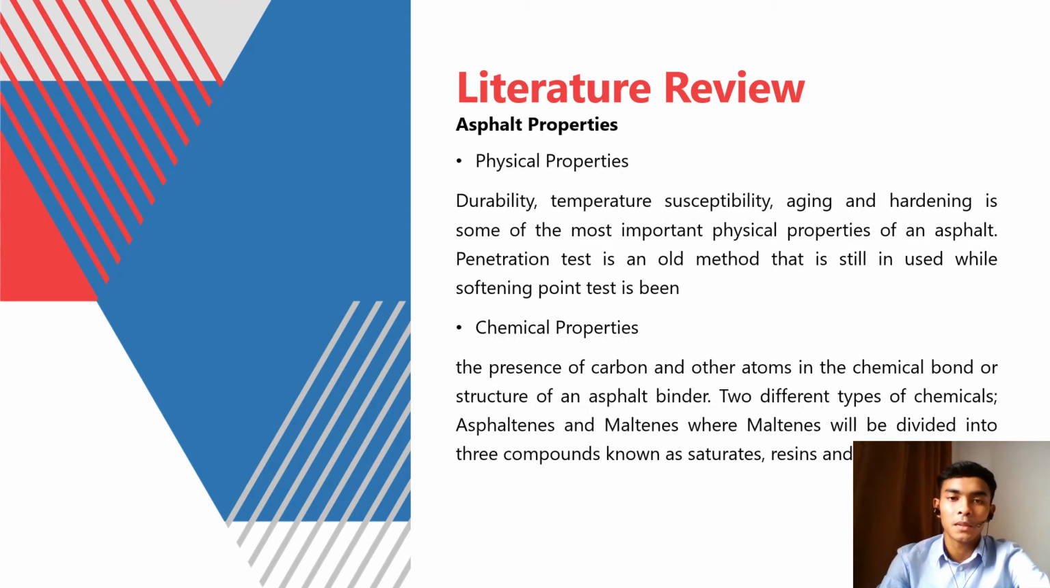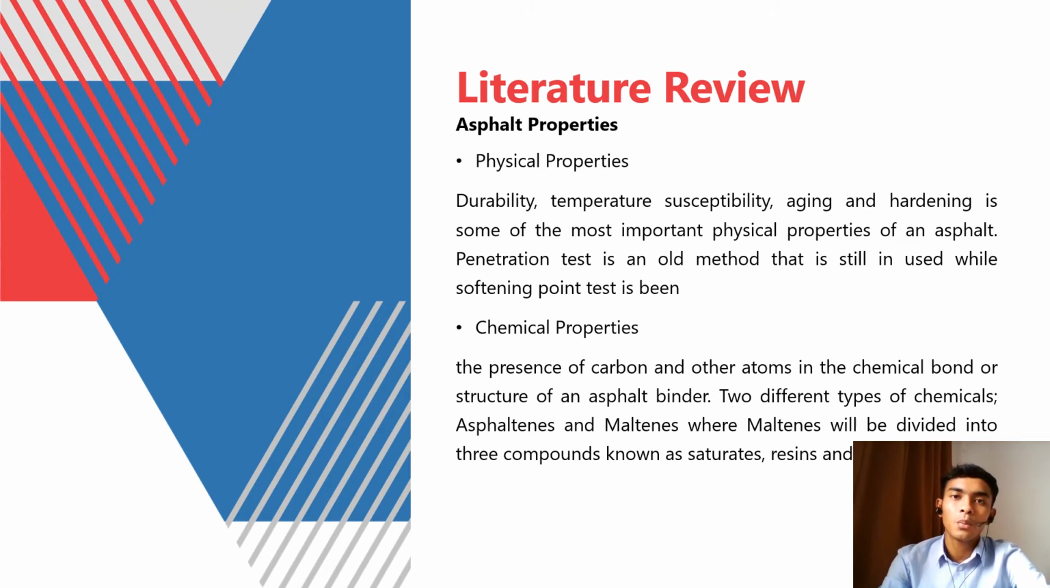Next are the asphalt properties. Asphalt properties consist of two types, which are physical properties and chemical properties. For the physical properties of asphalt, durability, temperature susceptibility, aging, and hardening are some of the most important. In terms of physical properties, the penetration test is an old method that is still in use to measure the hardness of asphalt binder, while the softening point test is used to identify the flow and consistency of the asphalt.